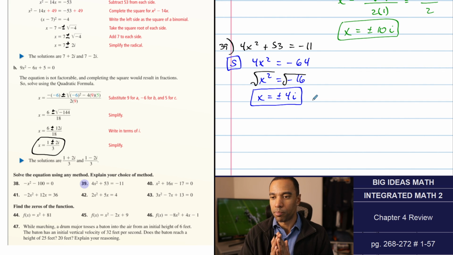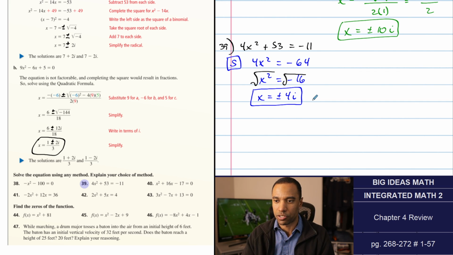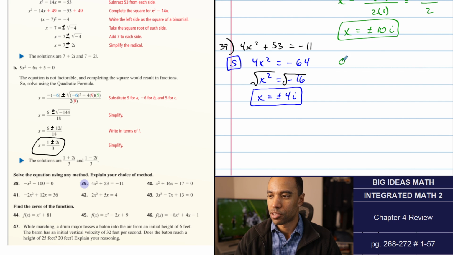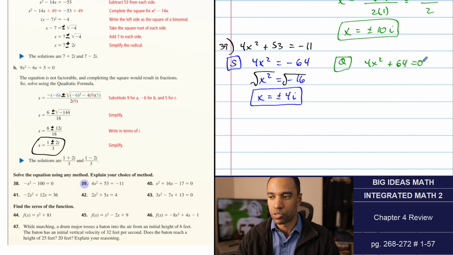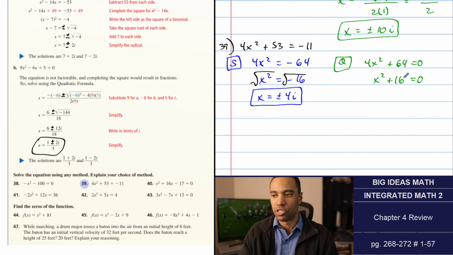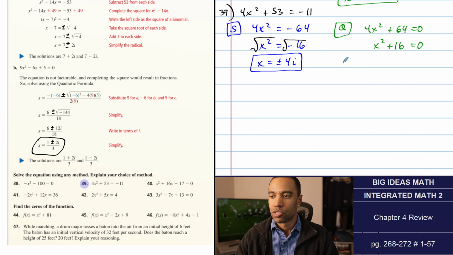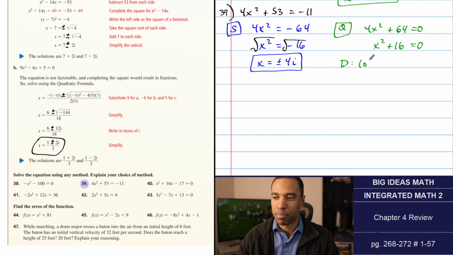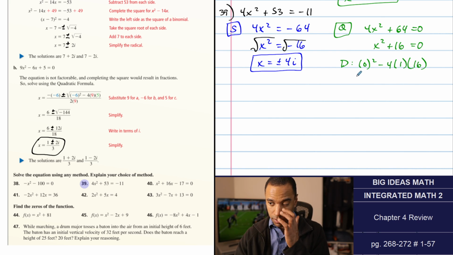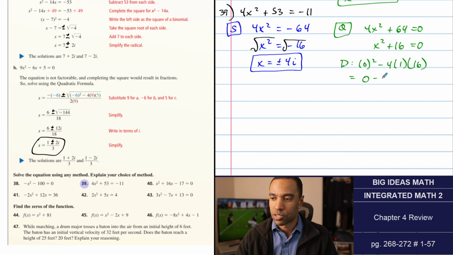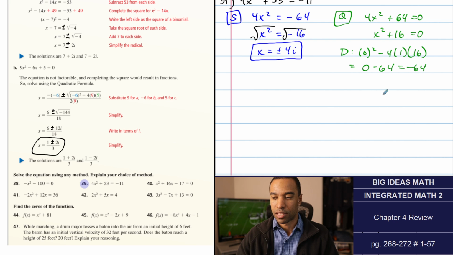Just completing the square wouldn't make any sense here because there's no x term. You can't factor. Quadratic formula is possible. If I'm going to use the quadratic formula, I'm going to move the 11 over, set it equal to 0, and you get plus 64 equals 0. Very close to the last problem. Divide everything by 4 just the same. No reason not to do that much. So the discriminant, we're going to get, once again, b squared, 0 squared, minus 4ac, which gives me 0 minus 64, negative 64. That's the discriminant.